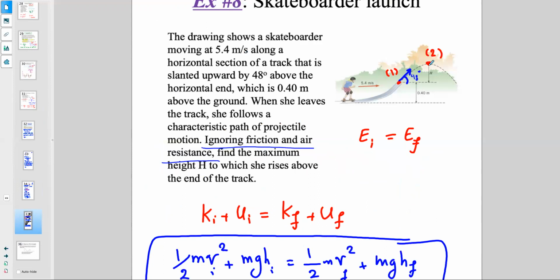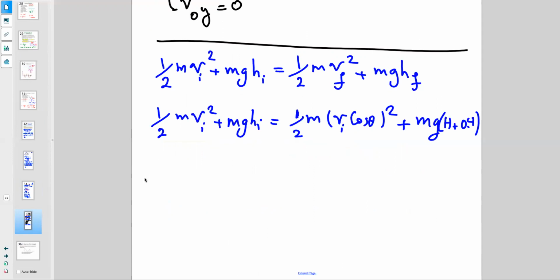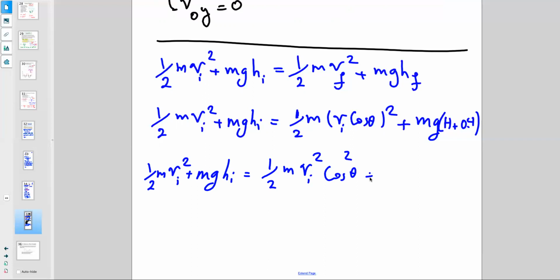H final at that point is this h plus 0.4. So in other words, let's see what we have. We have half m v i squared plus m g h i being equal to half m v i squared cosine squared theta plus m g h plus m g times 0.4. This 0.4 was the initial height, so I can just write it as it was.